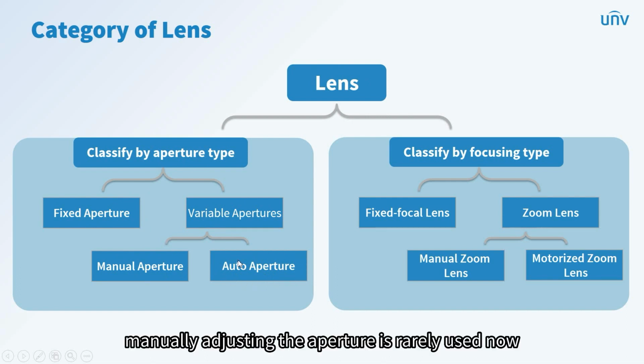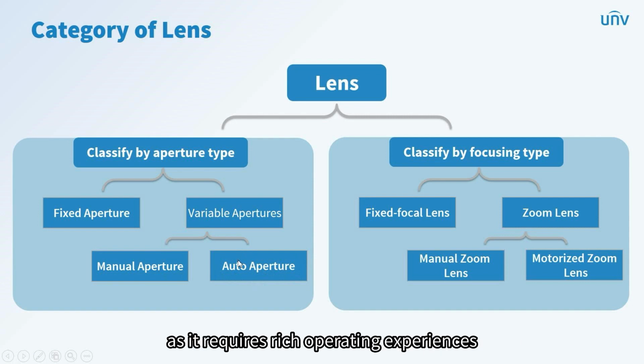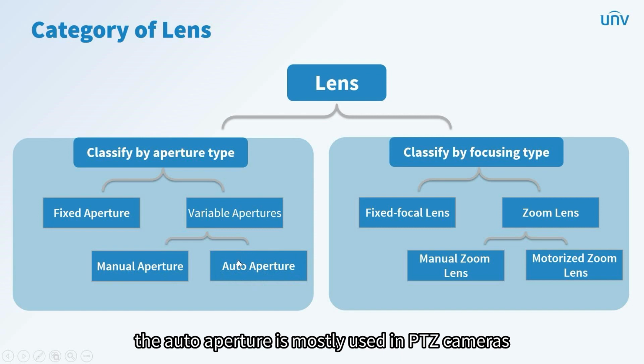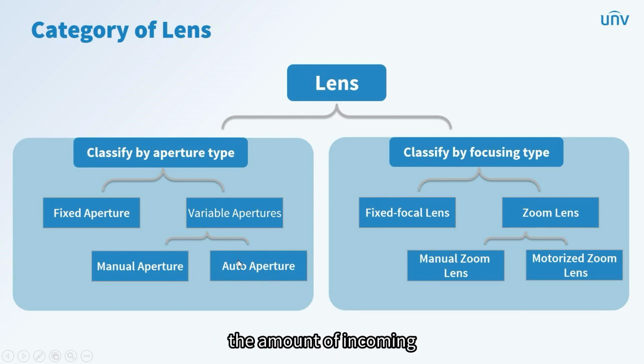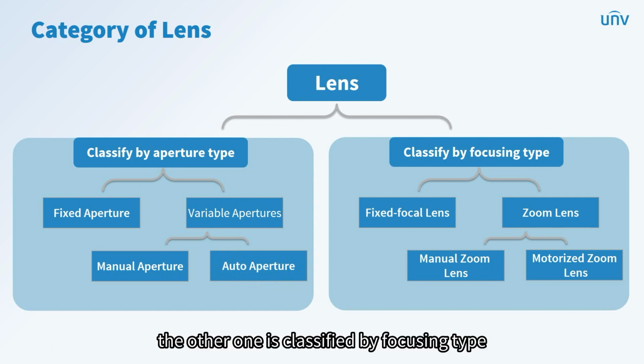Manually adjusting the aperture is rarely used now as it requires rich operating experience. The auto aperture is mostly used in PTZ cameras, which can automatically adjust the amount of incoming light according to the image quality. The other one is classified by focusing type.